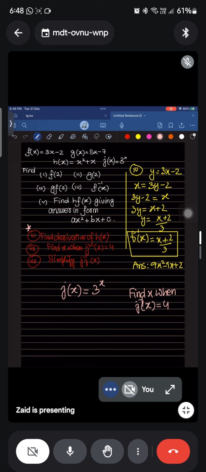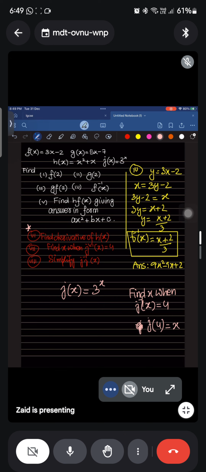So what is this j inverse x? If I shift j to the other side, it's going to be j of 4 equals x. If I switch inverse to the other side, it's going to be j of 4 equals x. Throw j to the other side. So j of 4 equals x.